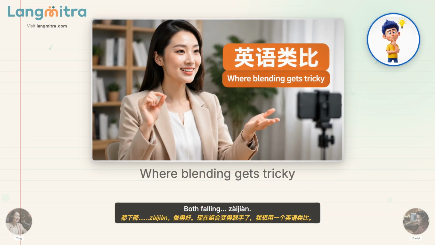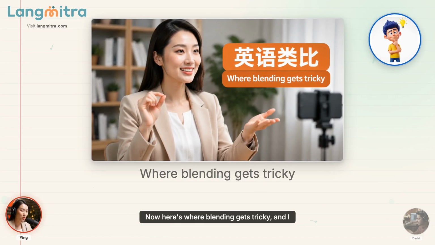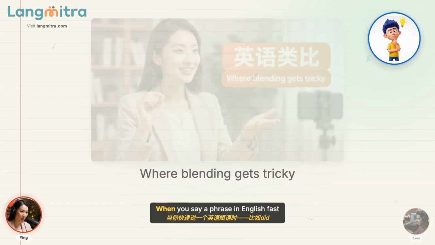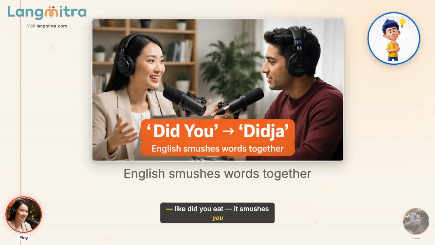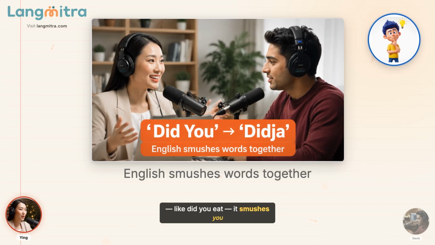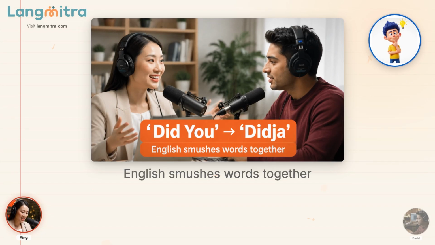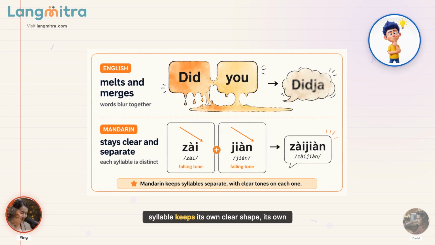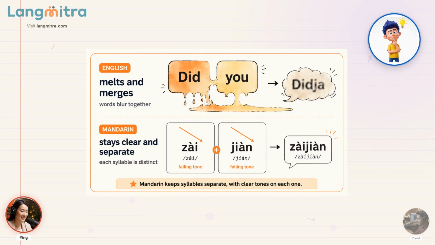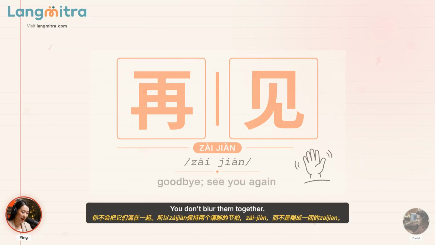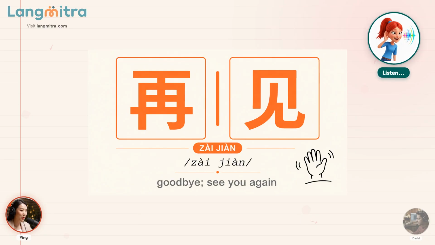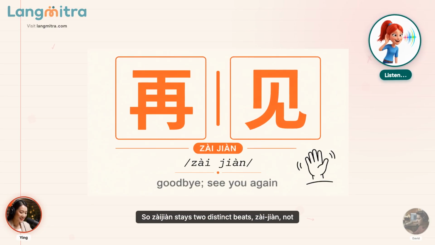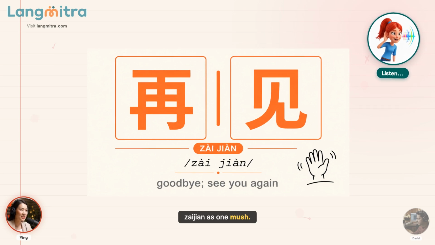Both falling. 再见. Now here's where blending gets tricky, and I want to use an English analogy. When you say a phrase in English fast, like, did you eat? It smushes into did ya eat, right? Mandarin does the opposite in one sense. Each syllable keeps its own clear shape, its own tone, even at speed. You don't blur them together. So 再见 stays two distinct beats, not one mush.